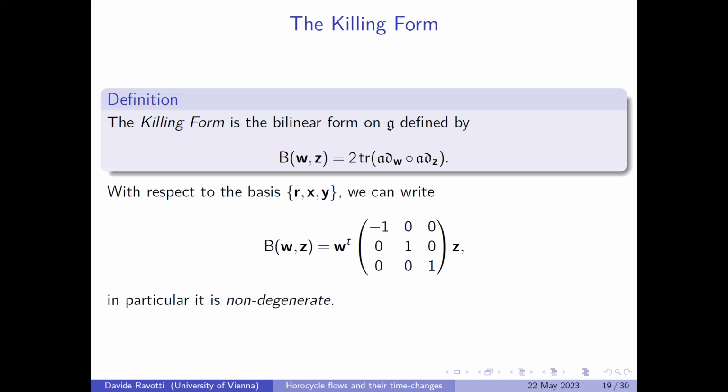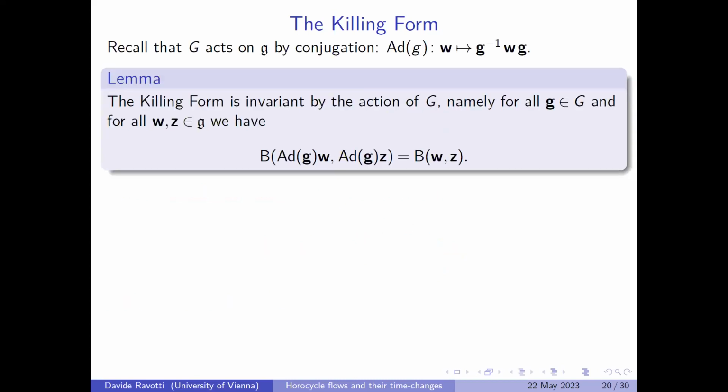So why am I doing this? Well, because with the use of this bilinear form, I can come back maybe to some points that were raised before. I can find a nice geometric interpretation to all of these objects. No, first I need one more fact. So recall that G was acting on the Lie algebra by conjugation. And it turns out that the Killing form is invariant by this action of G.